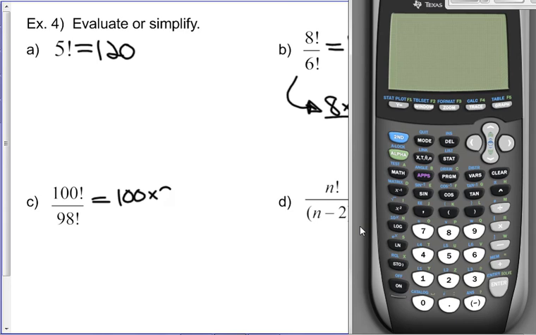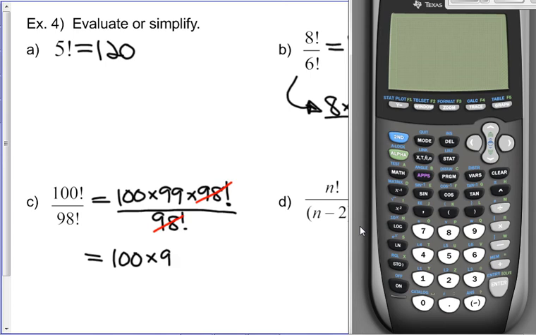100 factorial means 100 times 99 times 98 the rest of the way down over 98 factorial. Oh, look, so the whole thing just means 100 times 99, or 9,900. But since your calculator tries to do the top and bottom separately, it can't think that way.